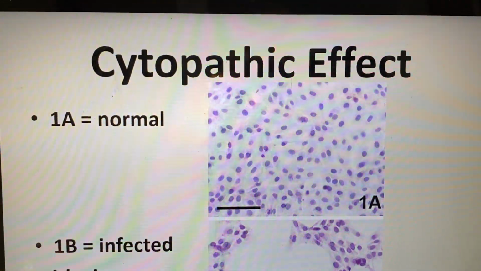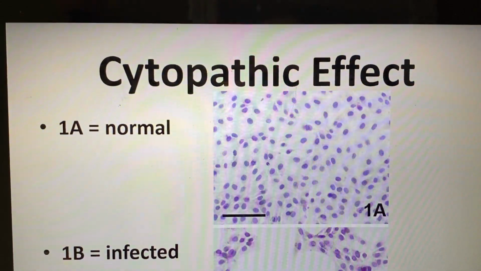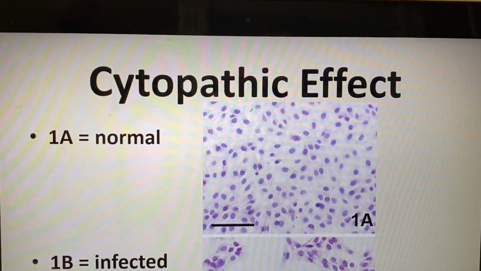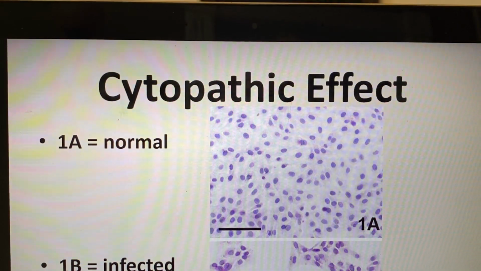Now, normally, cells are good neighbors, okay? They communicate with each other. They know when to start reproducing. They know when to stop. They're very orderly. And so you can see this looks pretty uniform.